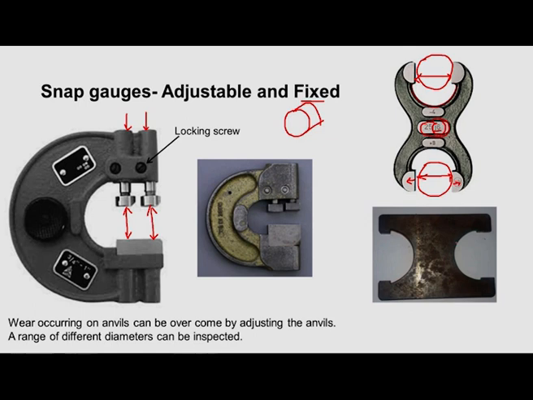And this is another fixed type snap gauge, a plate type snap gauge. The adjustable gauges are useful so that whenever the tolerance changes they can be adjusted. Also, when the gauging surfaces are worn out, again we can adjust the gap. So wear adjustment is also possible in adjustable gauges. By making adjustment, a range of diameters can be inspected.